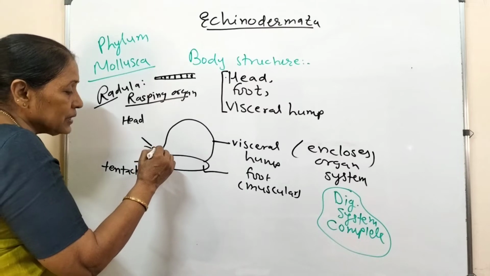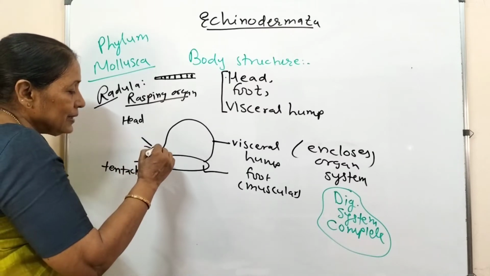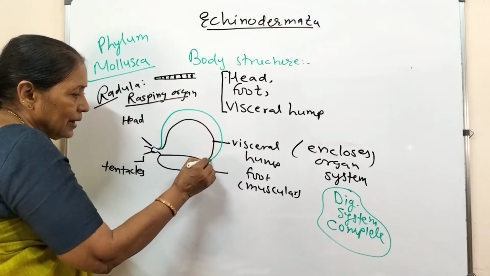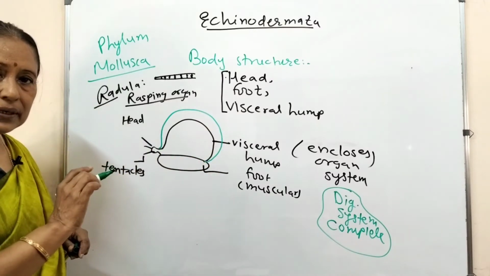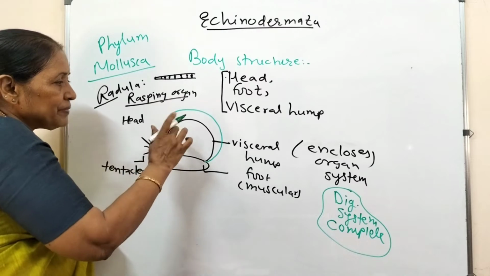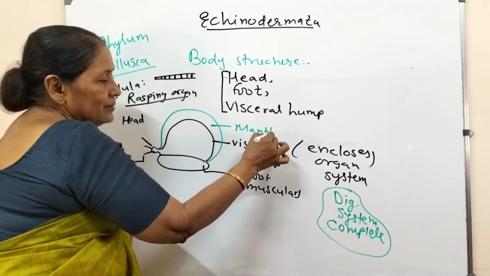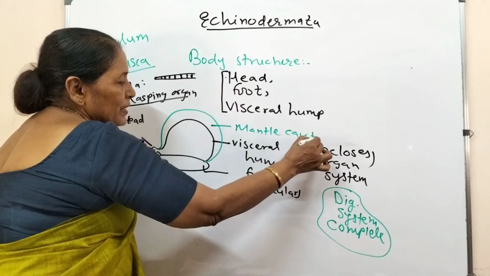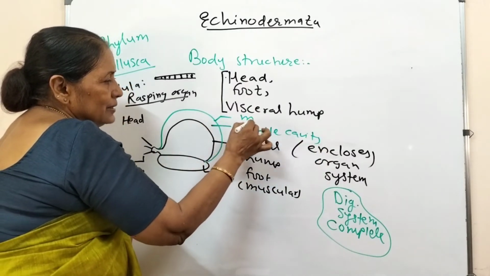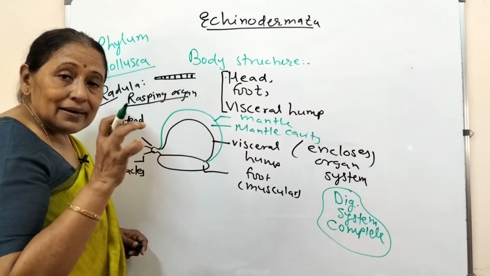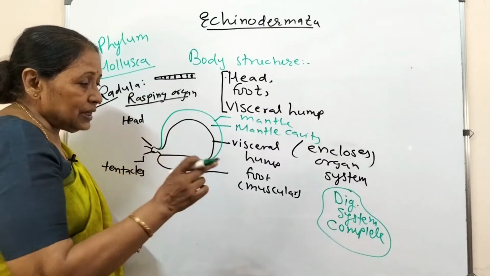Here one more structure you will find, that is the mantle. This is a covering on the visceral hump, not tightly fitted. There is a cavity in between, which is called the mantle cavity. This is the mantle cavity, and this is the mantle. It is soft and spongy. Remember this also: the mantle is soft and spongy.